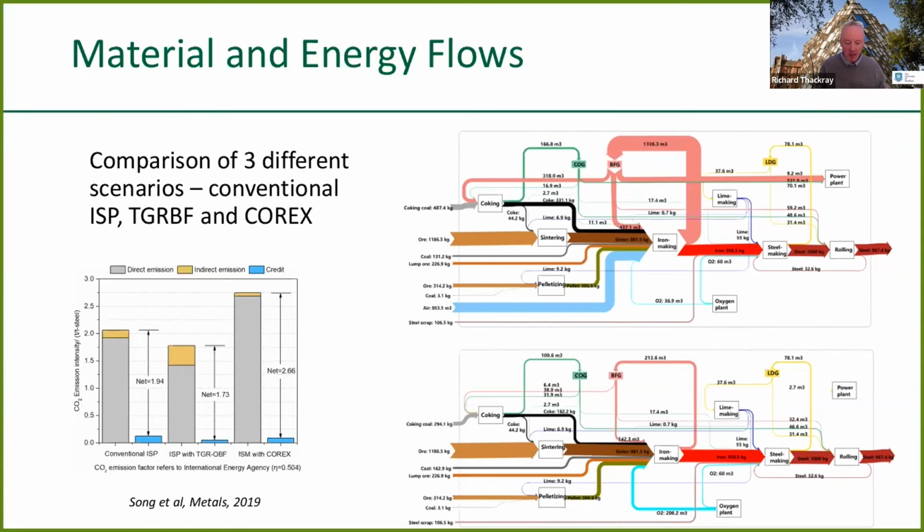And we know the benefits of the top gas recycle blast furnace in terms of reduction of CO2 emissions. We also know some of the disadvantages of that approach, in terms of variation in material quality. But having this visualization approach is really useful in quantifying new approaches and allowing for more informed decisions. And on the left-hand side, just to finish off, is a graph that shows the CO2 emission intensity in terms of direct and indirect emissions for these 3 particular scenarios.